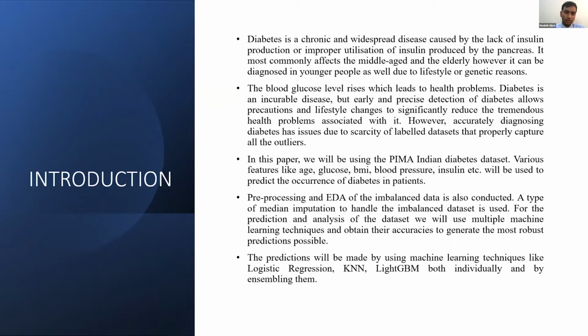So our methodology basically follows pre-processing, exploratory data analysis, then followed by data partitioning, data standardization, and then model implementation. Our model implementation consists of 4 parts. We've used 4 techniques, namely logistic regression, k-nearest neighbors, light gradient boosting machine, and an ensemble technique, which uses both KNN and light gradient boosting machine. I'll be talking about the implementation soon.